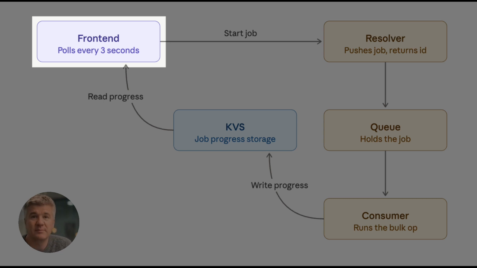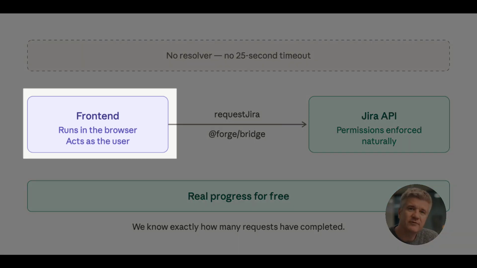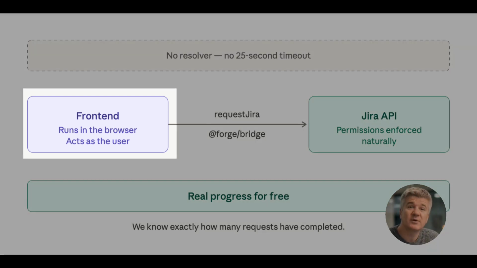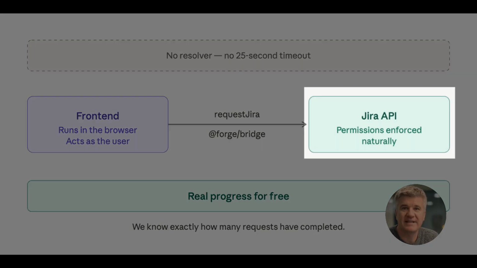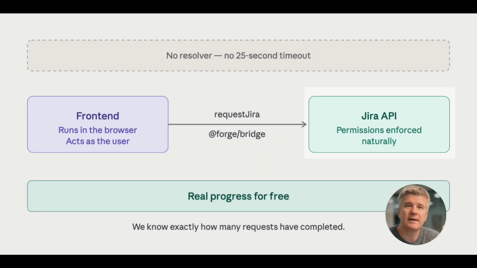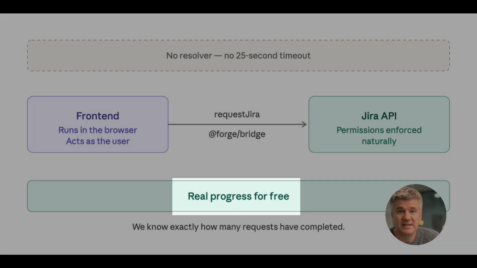So I suggested a simpler approach. What if instead of running the Jira calls on the back end, we move them to the front end? The UI already runs in the browser. It already has access to request Jira through @forge/bridge. It already runs as the user. No 25-second timeout because it's not a Forge function. It's just HTTP from the browser. And we get real progress for free because we know exactly how many requests have completed. Claude liked the idea. I asked Claude to implement it, and it was done.